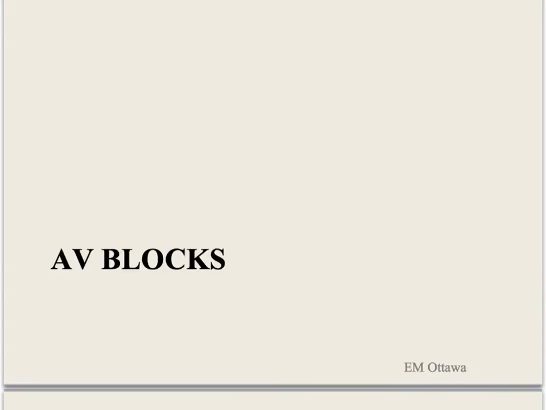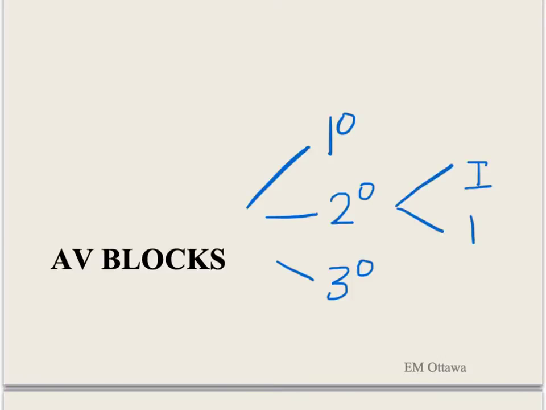The next rhythm would be about AV blocks. These happen because there is a blockage of the impulses somewhere in the AV node. There are 3 types of AV blocks: first, second, and third degree. Second degree AV blocks are also further divided into type 1 and type 2.